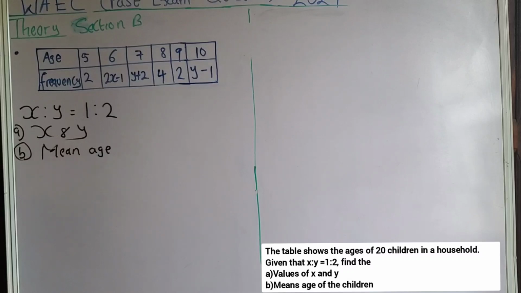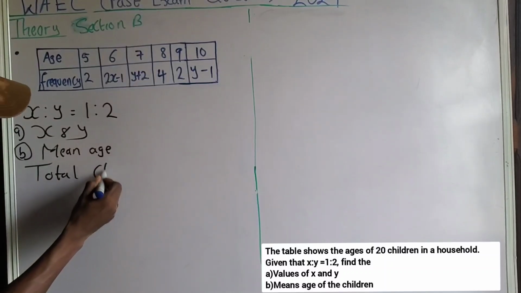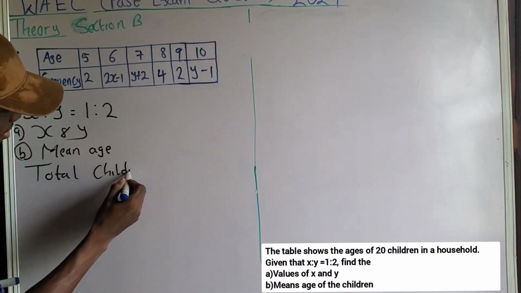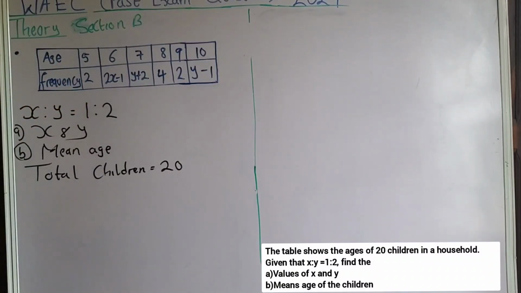Now, from the question, the total number of children is what? 20, right? So let's start. The total number of children is 20. And we know from statistics that frequency tells us the total number of data that we have.